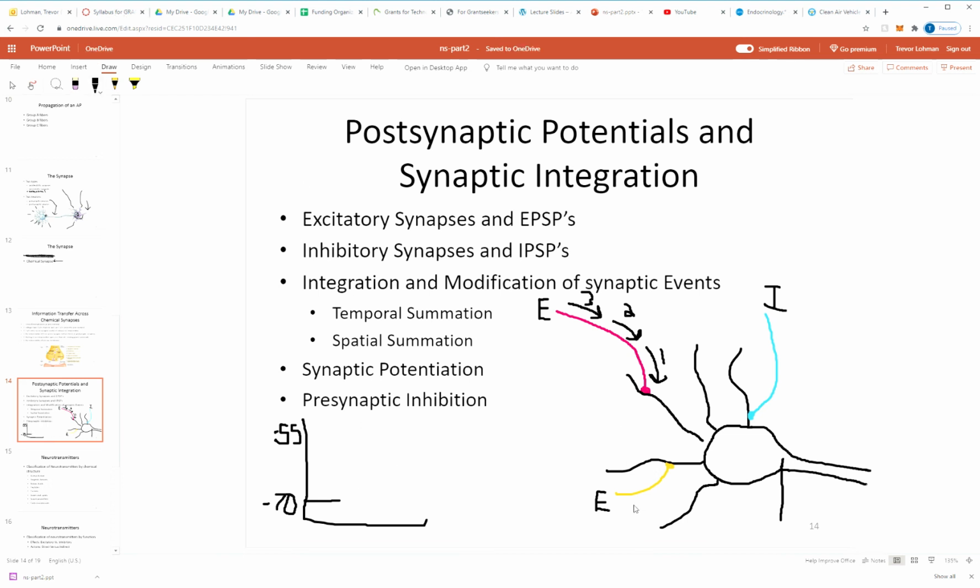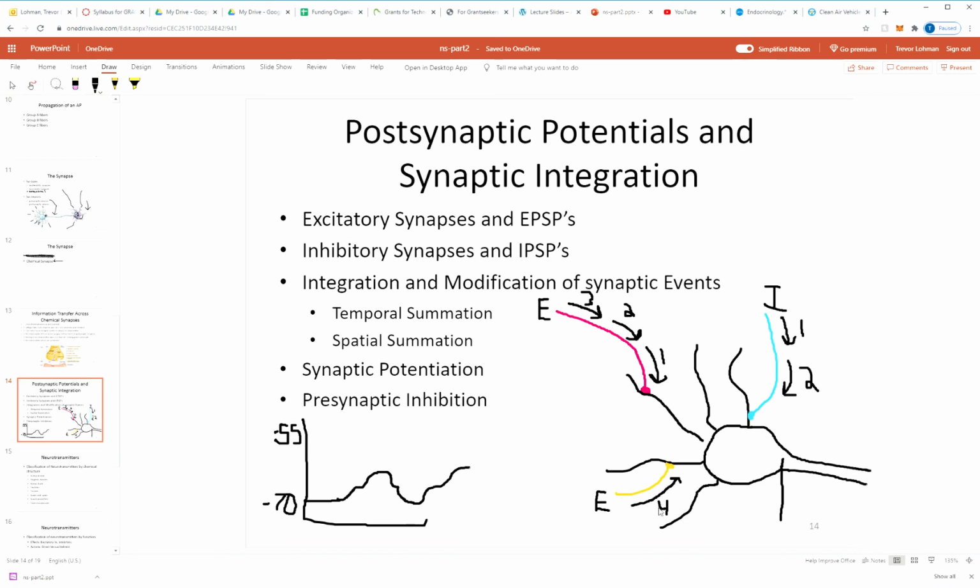Now let's say we have 1 inhibitory, and then maybe we have 2 more. Oh, I'm sorry, that's excitatory. Is that an I? Why did I do that? So let's say that's excitatory 4, and this is inhibitory 1 and 2. So it might look more like this. We have 1, 2 excitatory, and then 1, 2 inhibitory, and then 3, 4 excitatory. This is summation over time and space. That's a combination of temporal summation and spatial summation.